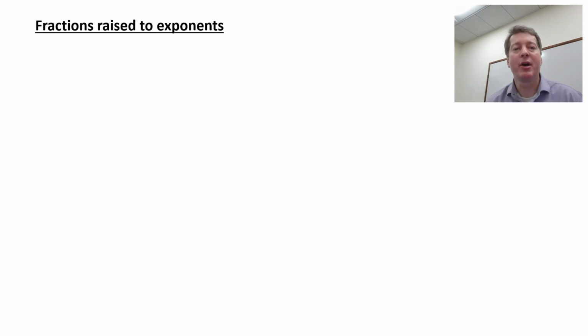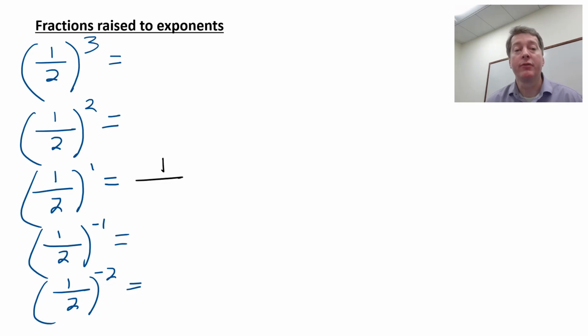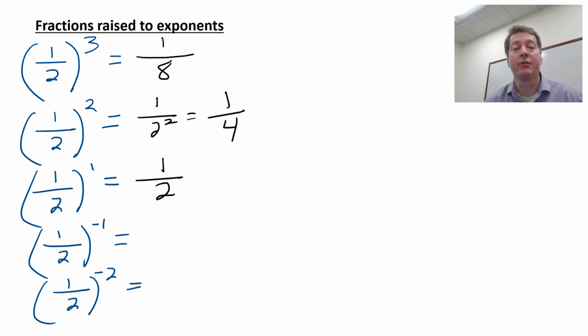Let's talk about fractions raised to exponents. So let me write out a few. 1/2 to the 1, of course, is just 1/2. 1/2 squared, you apply the exponent to the numerator and the denominator. So it's 1 squared, which is 1, over 2 squared, it's 1/4. 1/2 cubed, you apply the exponent to the numerator, so 1 cubed is 1, and the denominator, 2 cubed is 8. One thing you'll notice is that when you take a fraction and raise it to an exponent, the number is getting smaller, not bigger. 1/2 is bigger than 1/4 is bigger than 1/8.